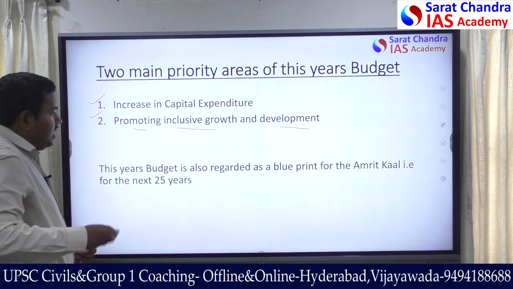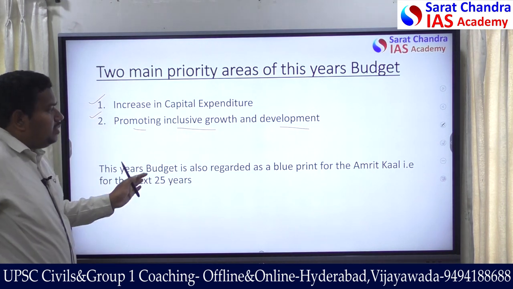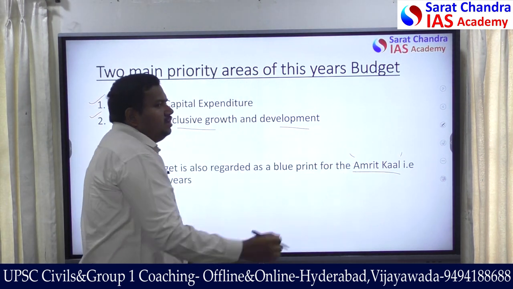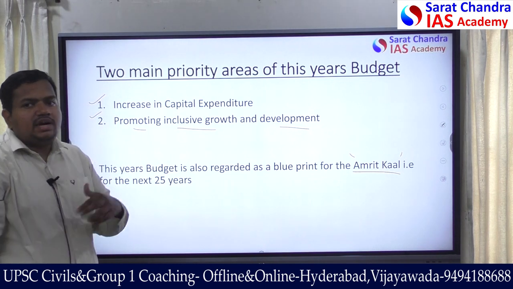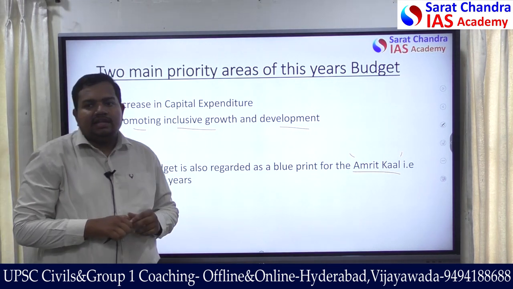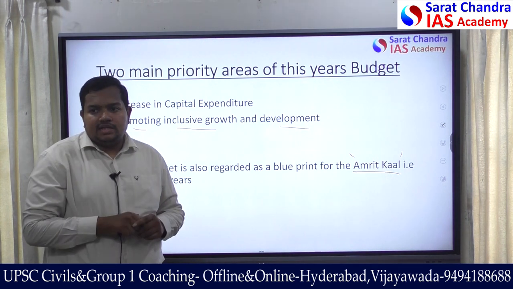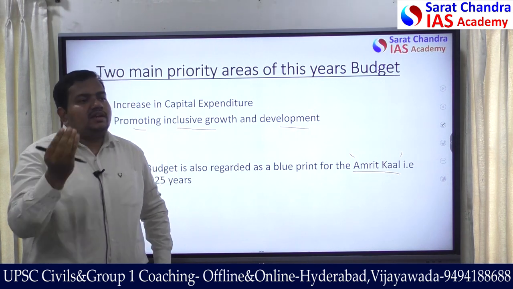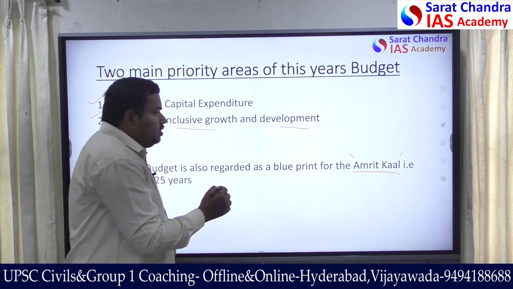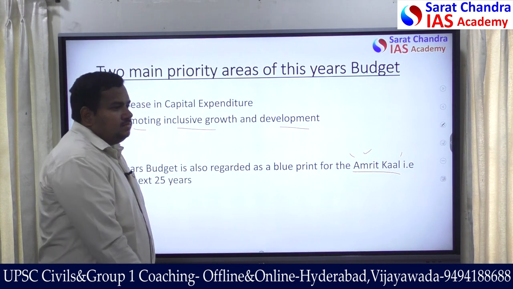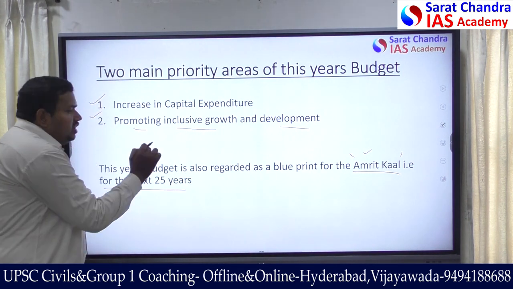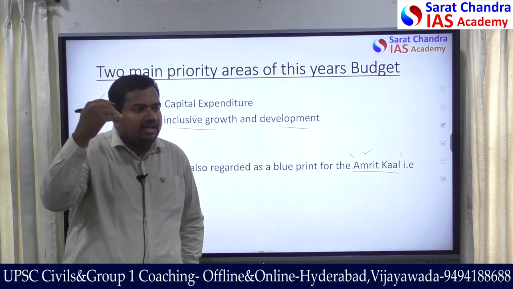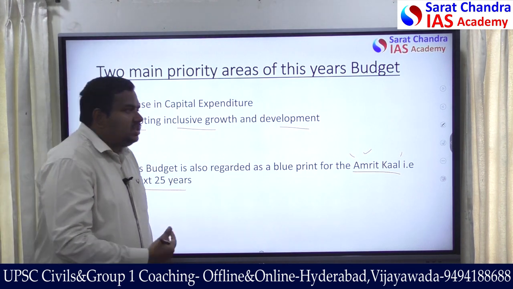And this year budget is also a blueprint for the Amrit Kal. This word government is using most of the times, Amrit Kal. So what is Amrit Kal? This year will be our 75th year of independence. So government is telling that the next 25 years, that is till the 100th year of independence, we are going to call it as Amrit Kal. Okay, that is next 25 years. So this year's budget is going to be a blueprint for the next 25 years. Okay, that is what government is telling.